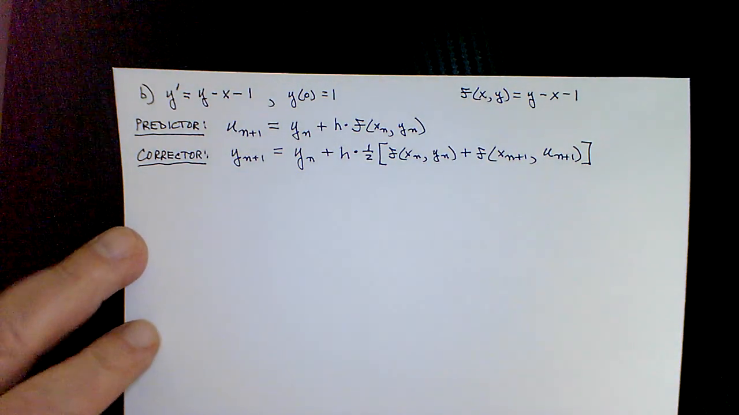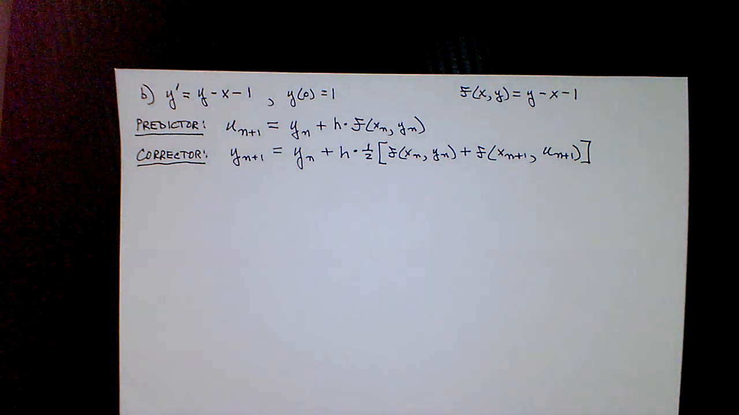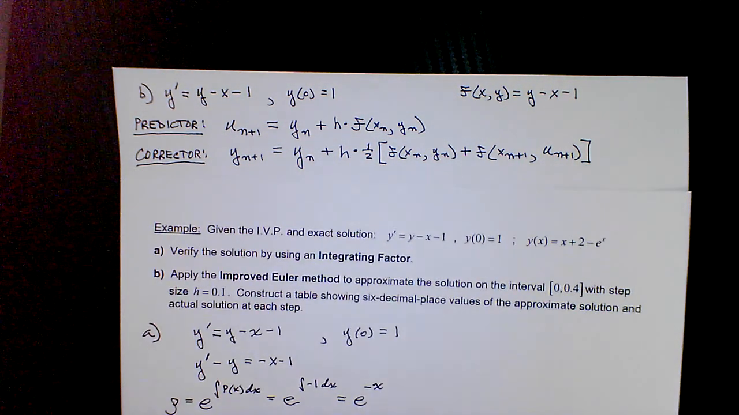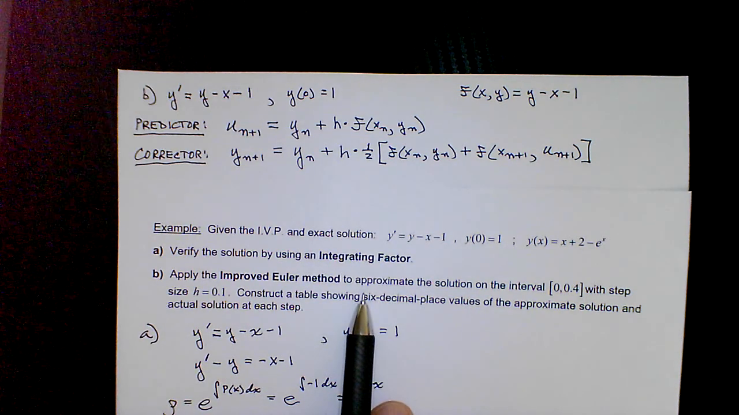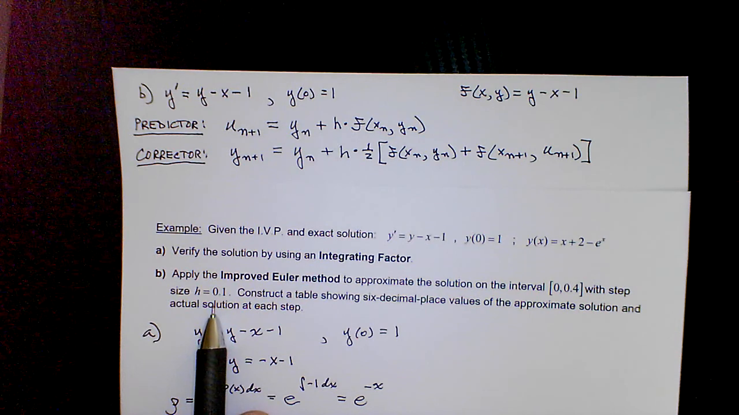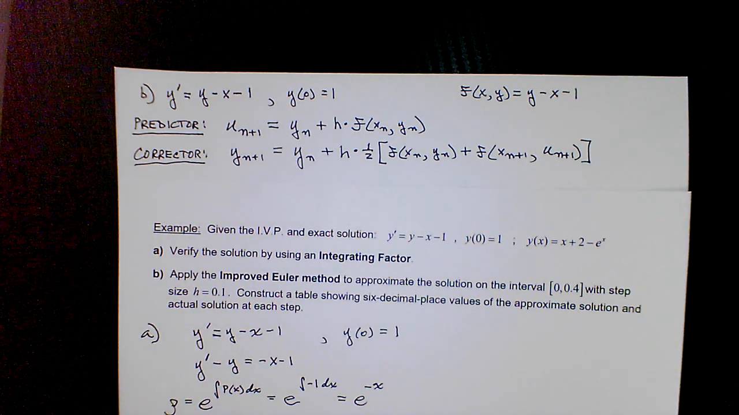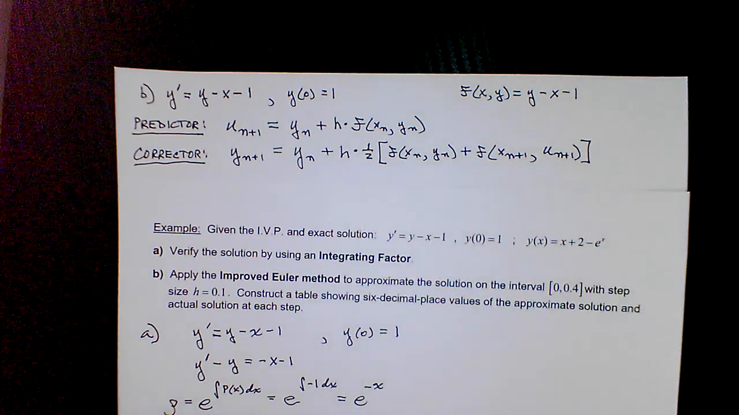Okay, so if you look back at the directions in this problem, it says to apply the improved Euler method over the interval from 0 to 0.4 with a step size of 0.1, and then construct a little table with the approximate and the actual solutions at each step. So it looks like we're going to need 4 steps to get to 0.4.